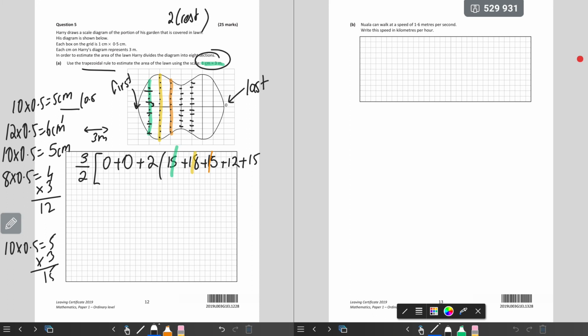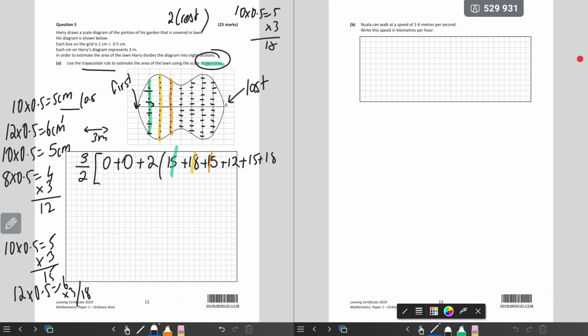You just get 15, 12, 15. What was the next one you just got? 18. Let's see. 1, 2, 3, 4, 5, 6, 7, 8, 9, 10, 11, 12. Yeah. 12 by a half is 6. 6 by 3 is 18. And this one here, 15. 1, 2, 3, 4, 5, 6, 7, 8, 9, 10. 10 by a half is 5. 5 by 3 is 15.